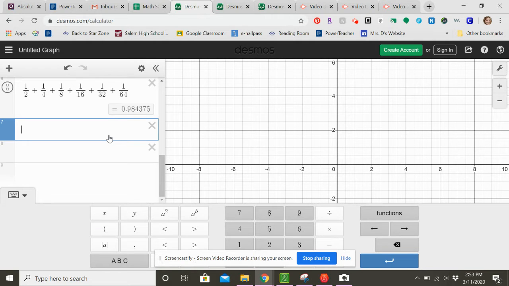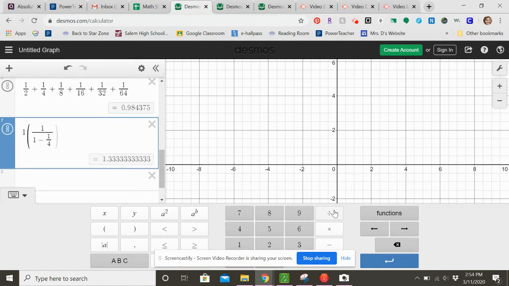Okay, it's 1 times, hit your fraction button or your divide button to build a fraction bar, 1 over 1 minus 1/4. Fractions in fractions, check that out. And we get a final sum of 1.3 repeating, or you could write that as 4 over 3.